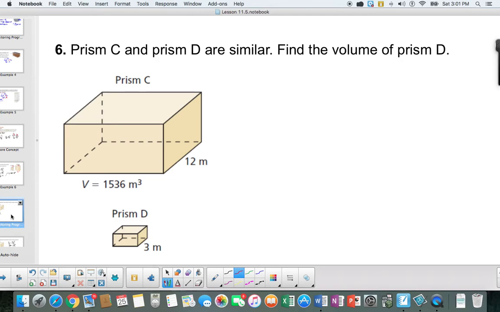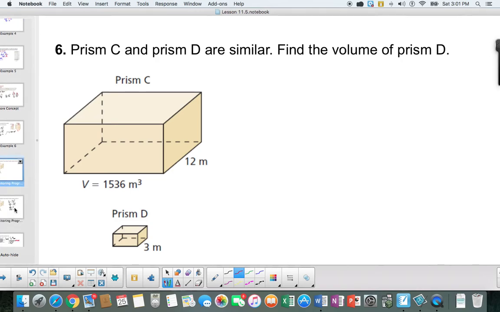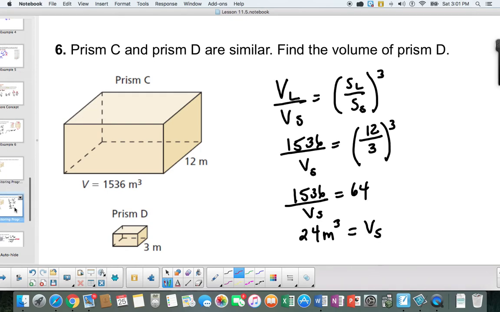All right, your turn. Try to find the volume of prism D, which is a small prism. Stop the screencast. And here's the answer. Notice that the volume is much smaller.